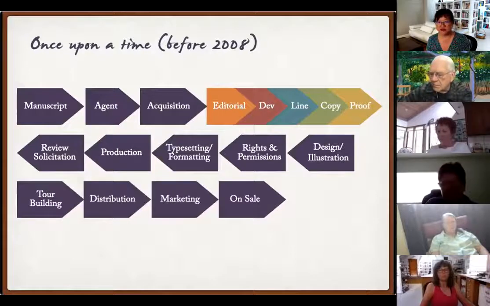And then after that, it would go through design and illustration, permissions and rights, typesetting, formatting, production, the review solicitation, the tour building, the distribution, the marketing, and then it would go on sale. So as a quick overview, that's where it used to sit.